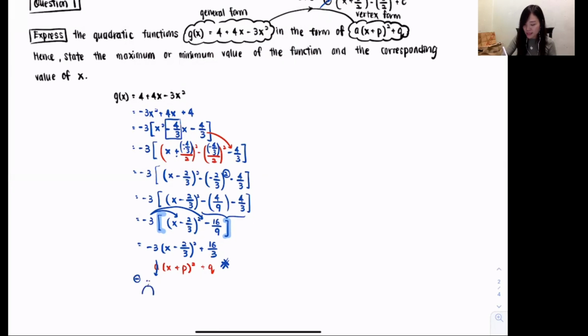So my dear, A is actually what? Negative. Negative is sad face. Sad face is maximum. So this question is a maximum. The P, negative 2 over 3, pull out positive 2 over 3. Remember? Reverse it. The Q is 16 over 3, pull out 16 over 3 as well. Isn't it? This is what you get for your maximum point answer. Correct? But guys, for this question, don't tell me you stop here, because let's look at the second requirement, okay? After that, they say, hence. Hence means therefore. Hence, state. State means write out, okay? State the maximum or minimum.